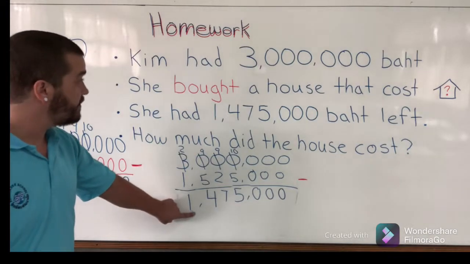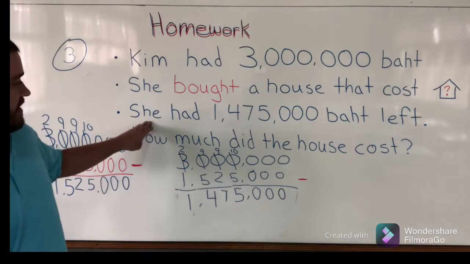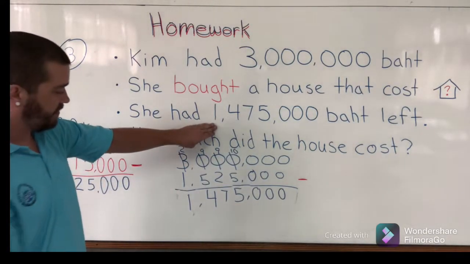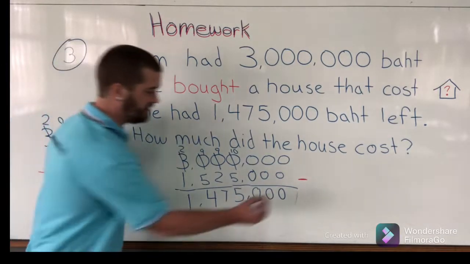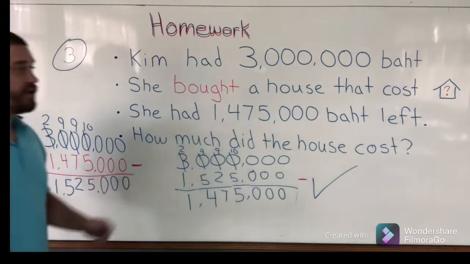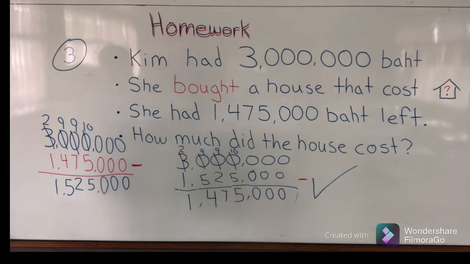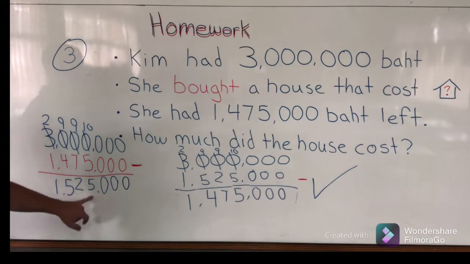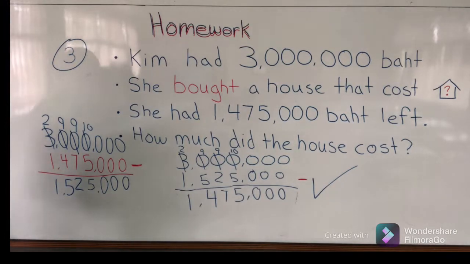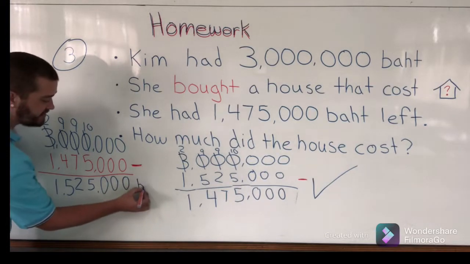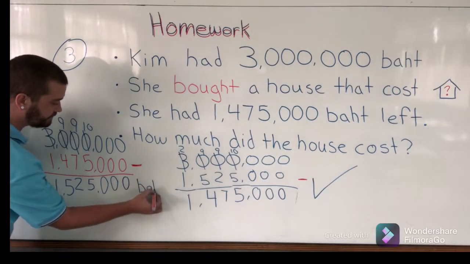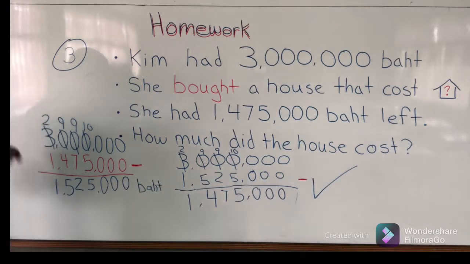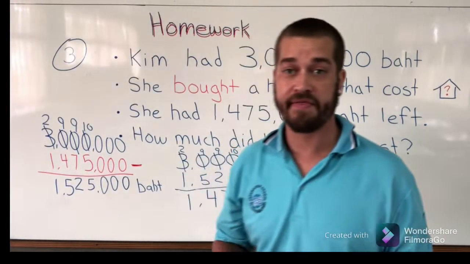Is this the original? She had this much left. So, this does check. So the correct answer is the house cost 1,525,000 baht. Don't forget to put baht. It's important. Okay. So that's number 3.